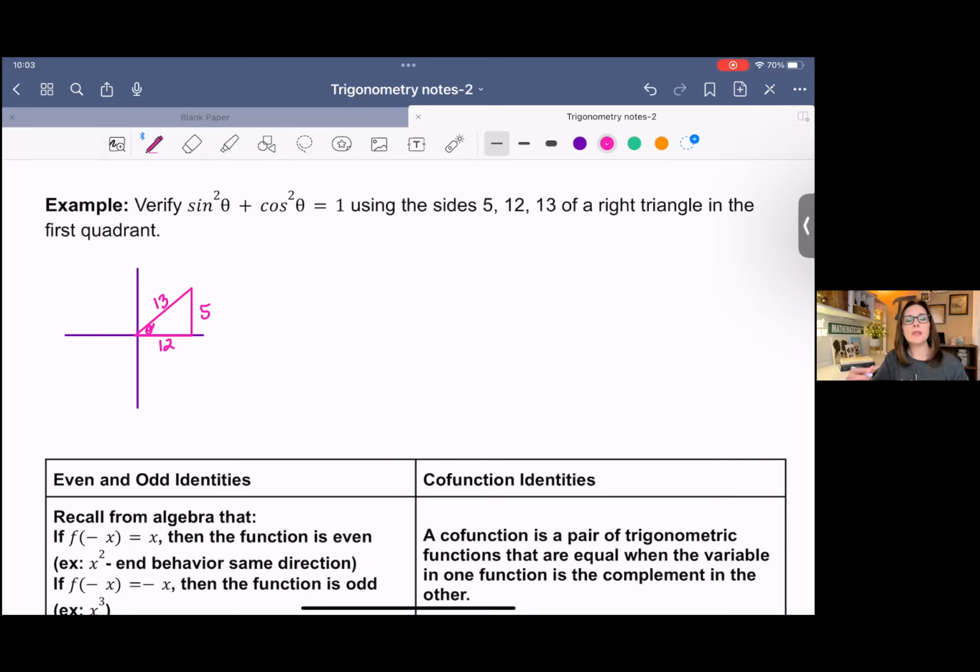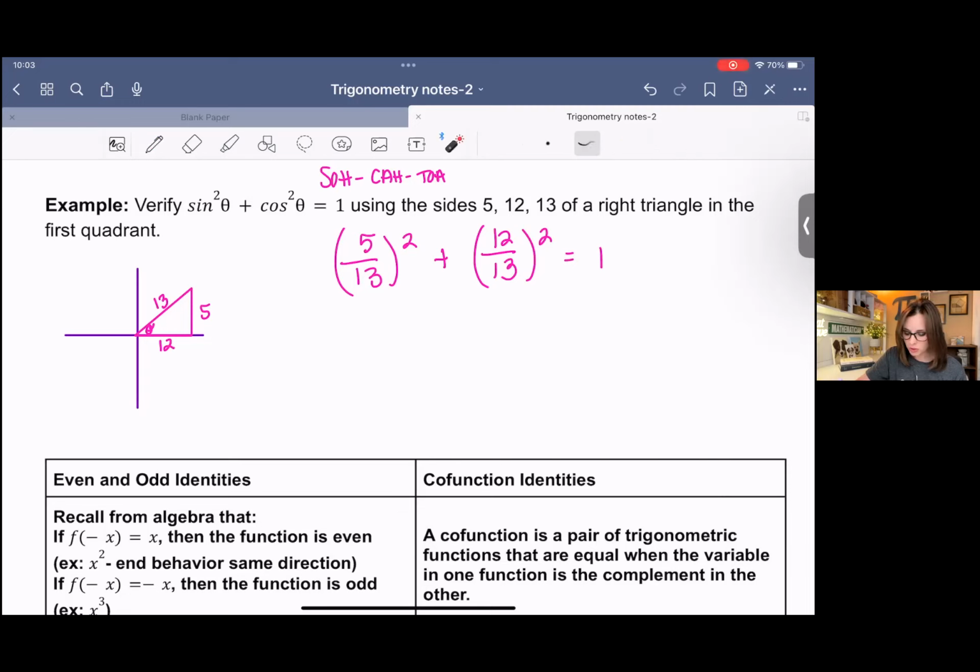So if we're talking about sine, if we use SOHCAHTOA, sine is opposite over hypotenuse. And then I'm doing squared because I have sine squared. Cosine is adjacent over hypotenuse, squared because it's cosine squared, equals 1.